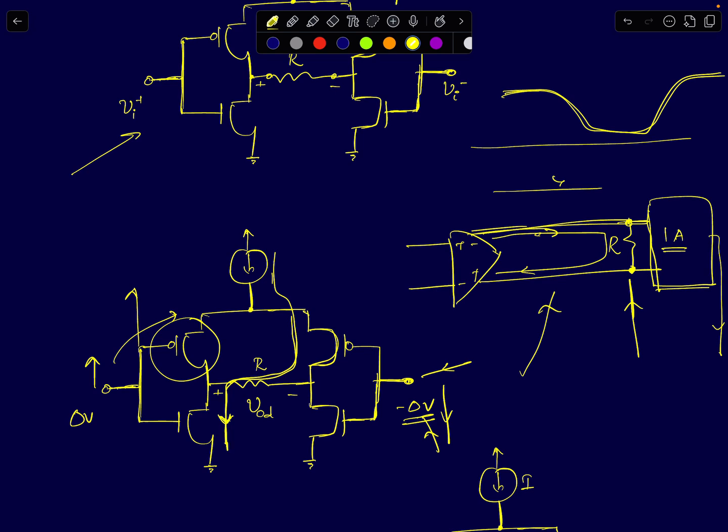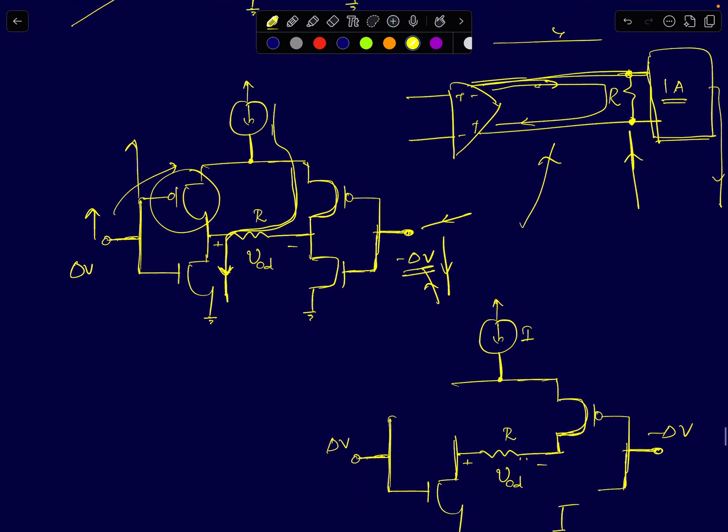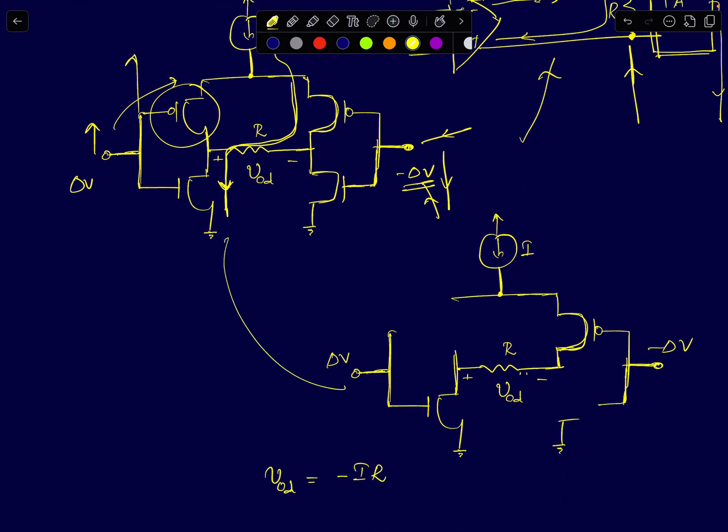So you can see the differential output node voltage. I've just shown the circuit here, and I've removed the transistors which are cut off. This will be your path for the current. Depending on how you measure your differential output voltage, if I assume this as my positive and this as my negative, your differential output voltage will be minus IR, and vice versa.